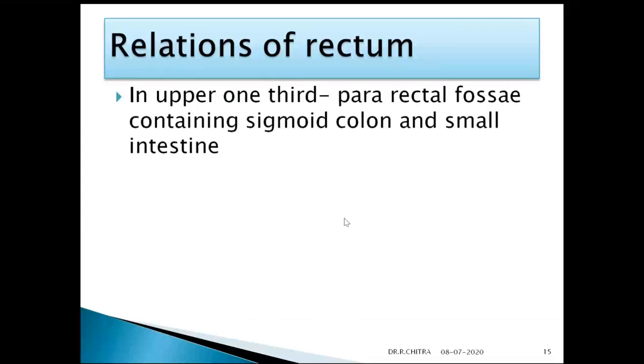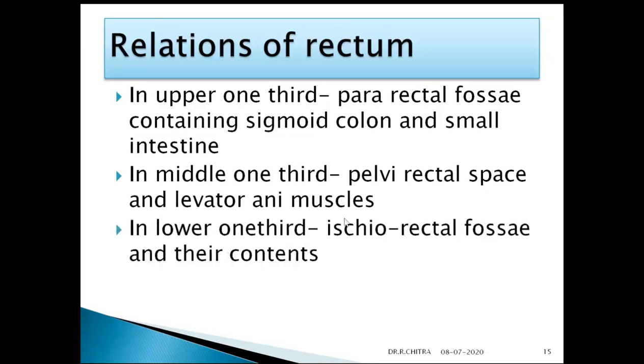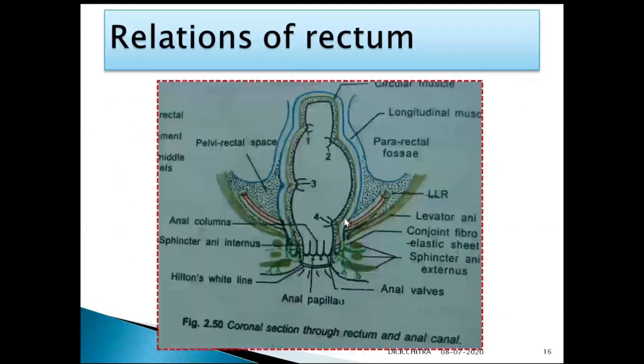Relations of the rectum on either side: in the upper one-third, they are related to the pararectal fossae. In the middle one-third, it is related to the pelvirectal space. And in the lower one-third, related to the ischiorectal fossae and their contents. So these are the lateral relations: upper one-third, middle one-third, and lower one-third.